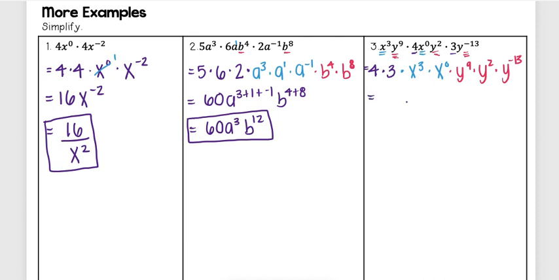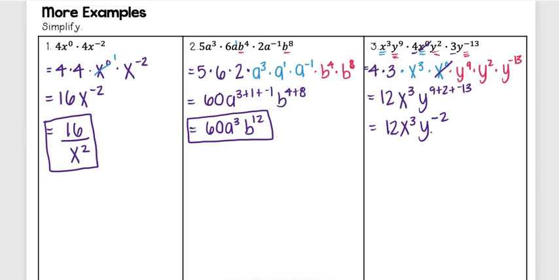And now from here, I'm going to go ahead and simplify. So 4 times 3, I get 12. X cubed times x to 0. Again, x to 0, that's just equal to 1. So anytime you see a 0 power, you can just go ahead and cross it out. You don't have to worry about it. So I just have x cubed. And then for my y, I'm going to add all my exponents together. So I have 9 plus 2 plus negative 13. Well, 9 plus 2, I get 11, plus negative 13, I get negative 2.